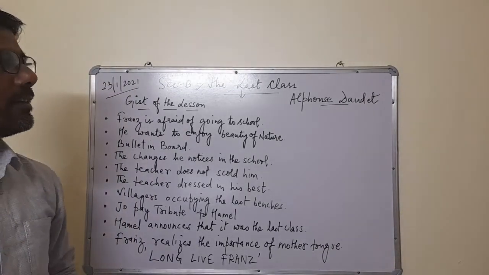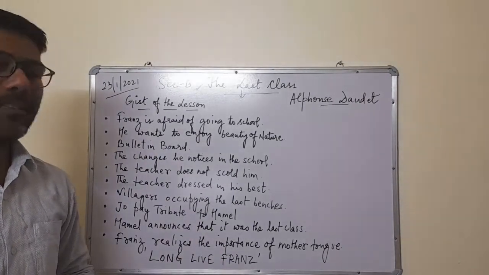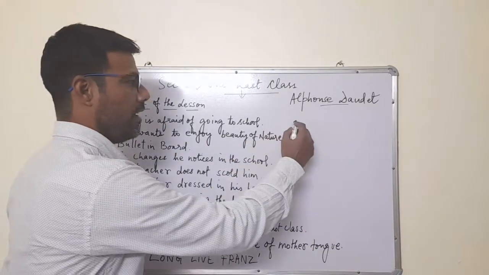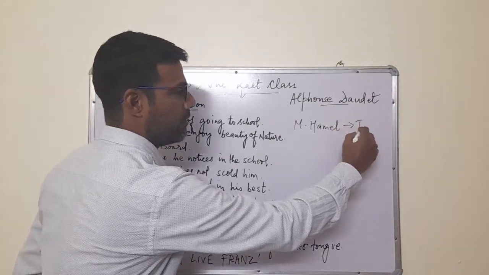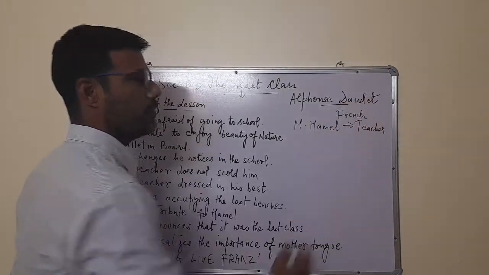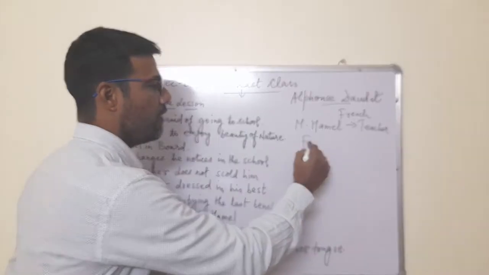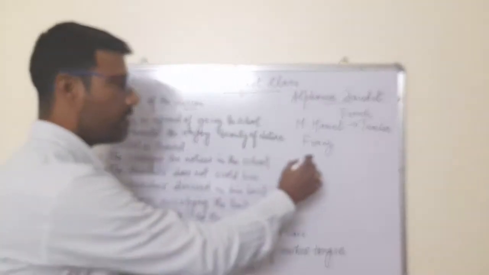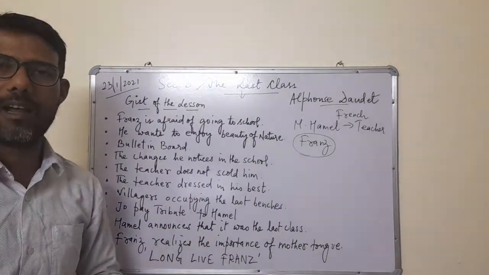Now children, every lesson, every prose has characters. Now in this chapter, The Last Class, the two most important characters are M. Hamel, Monsieur Hamel, a French teacher, right? And you will also find another very interesting character, that is Franz, right? Now Franz is supposed to be the narrator of the story The Last Class.